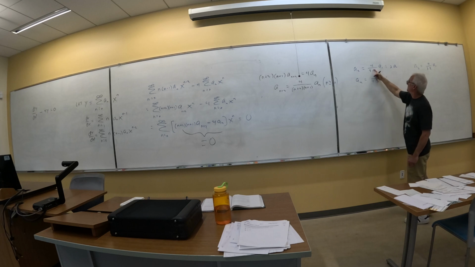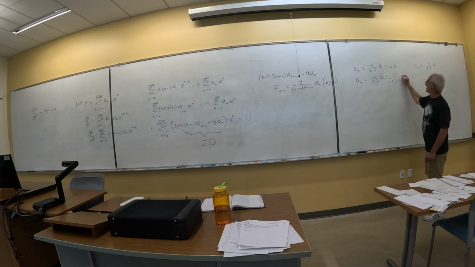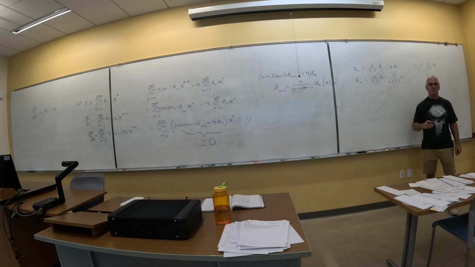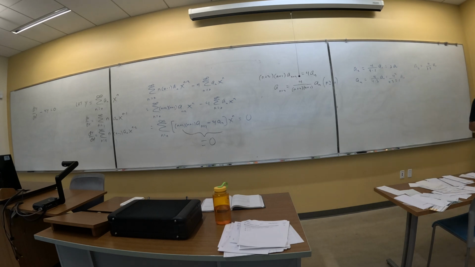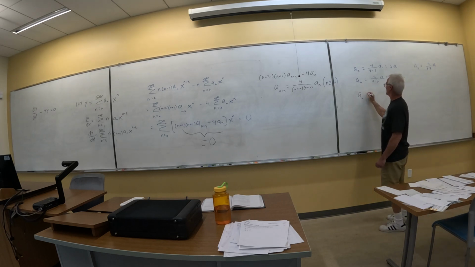In fact, what if I just leave it like that? Wouldn't that then be 4 squared over 4 times 3 times 2 times 1 times A0? Sometimes it's better not to simplify, by the way. Does everyone see that? Yeah. Just for fun, just to make sure we actually are seeing what we see.